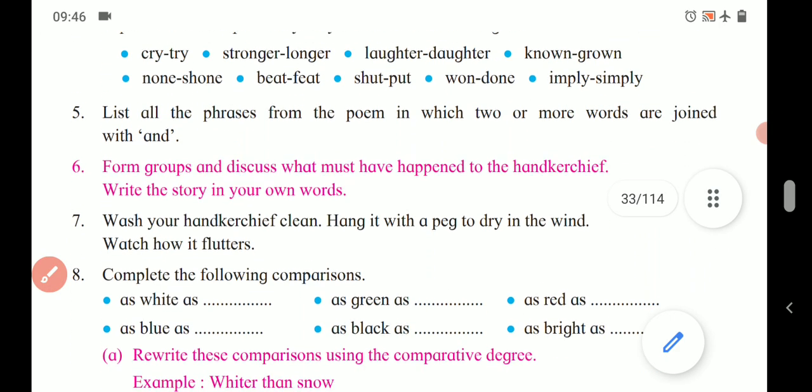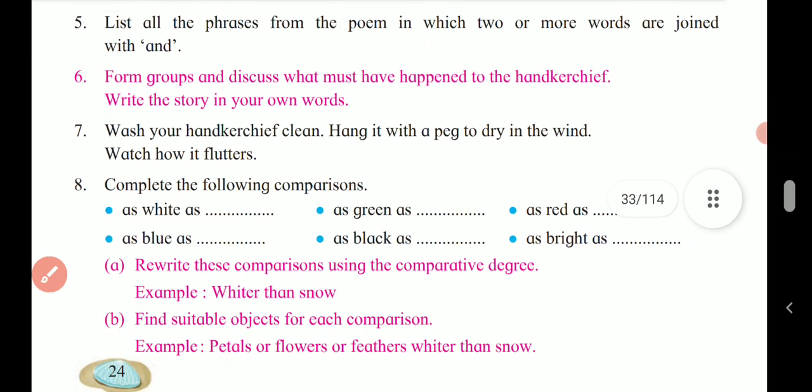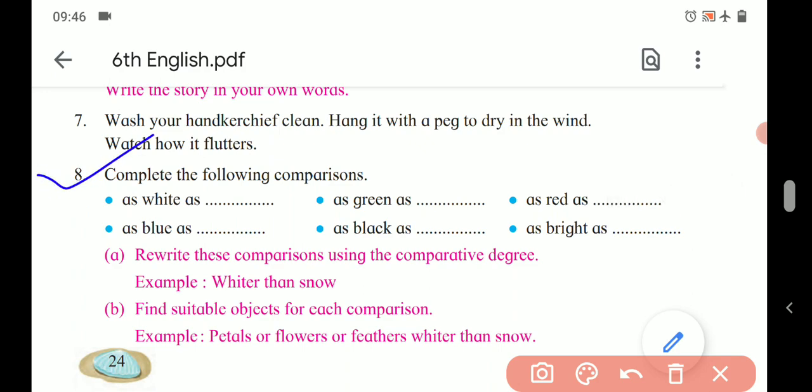Next, number 8, complete the following comparisons. First, as white as. So what can be white, or what is white? You know, that is milk, snow, cotton, etc., right? You can think of any, and here the phrase can be completed like this: as white as snow, as white as milk, as white as cotton. You have to write any one.